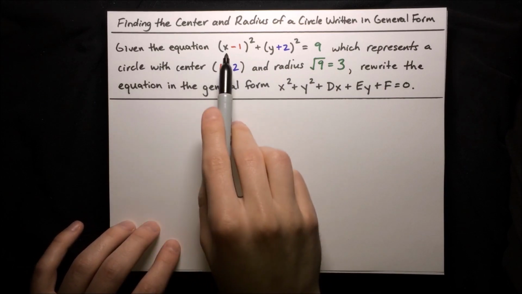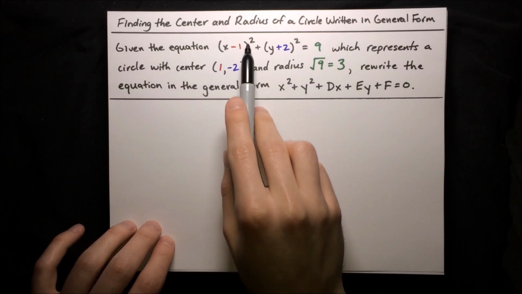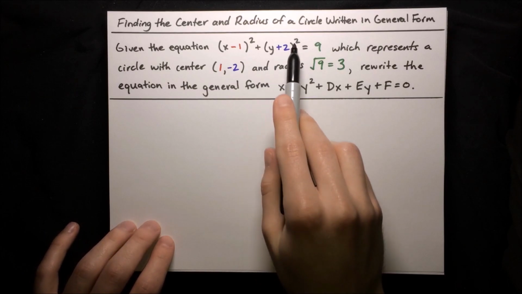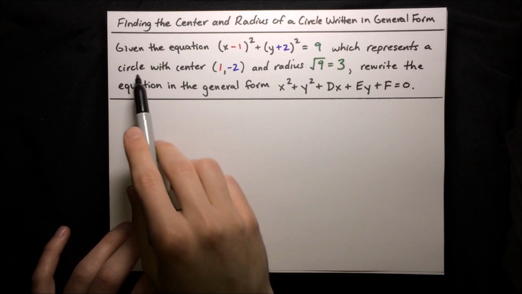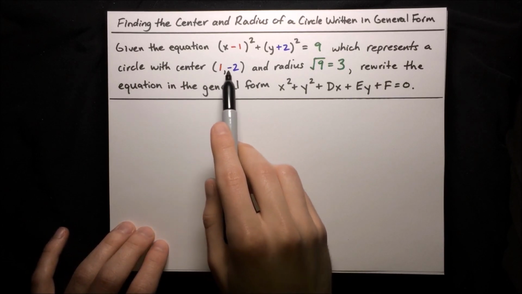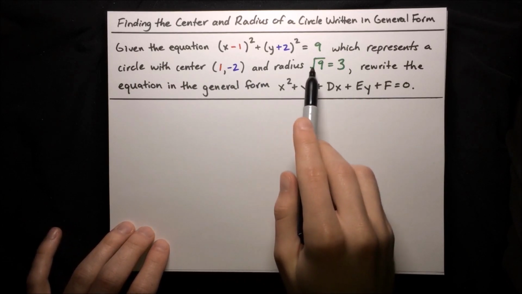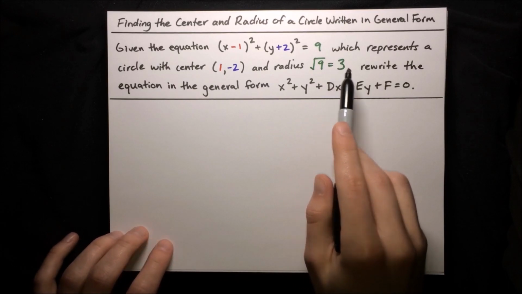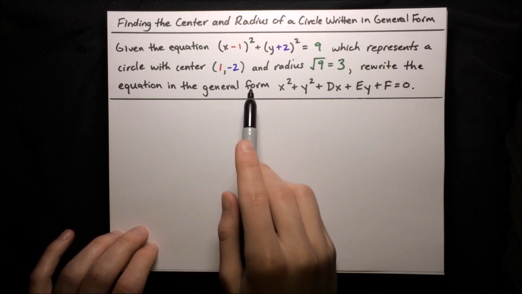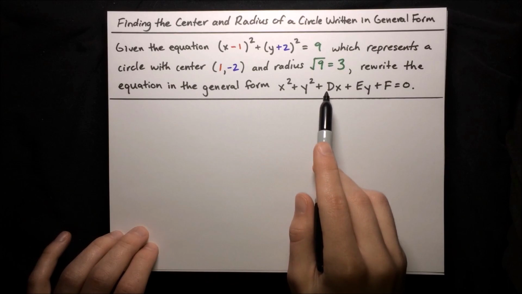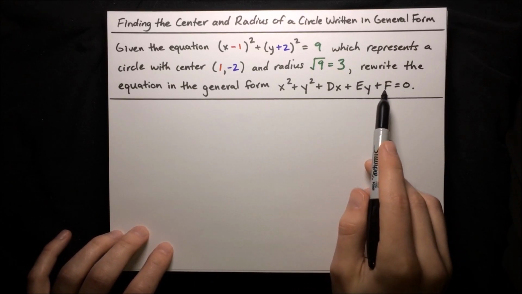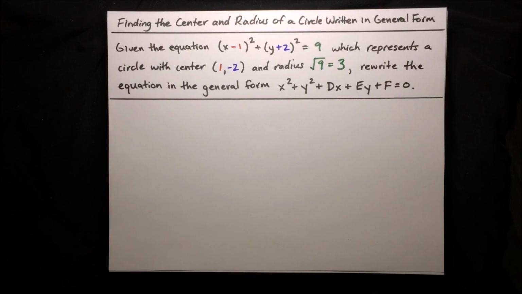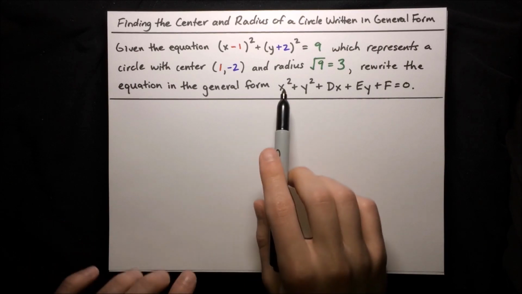So if we're given this equation, quantity x minus 1 squared plus quantity y plus 2 squared, and that equals 9, and this equation represents a circle with center 1, negative 2, and radius root 9, which is 3, we want to rewrite this equation in general form x squared plus y squared plus dx plus ey plus f equals 0, where d, e, and f are just coefficients. So this is really just asking us to expand out our equation.